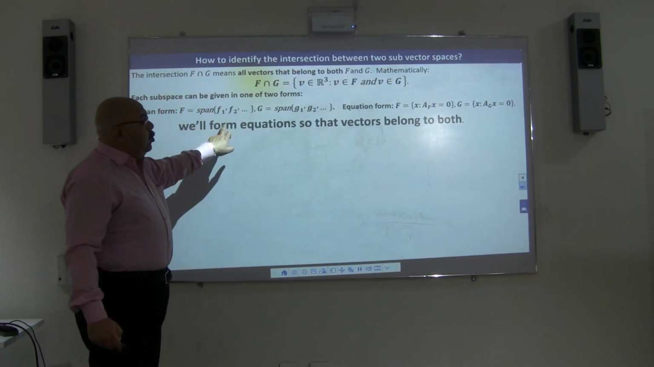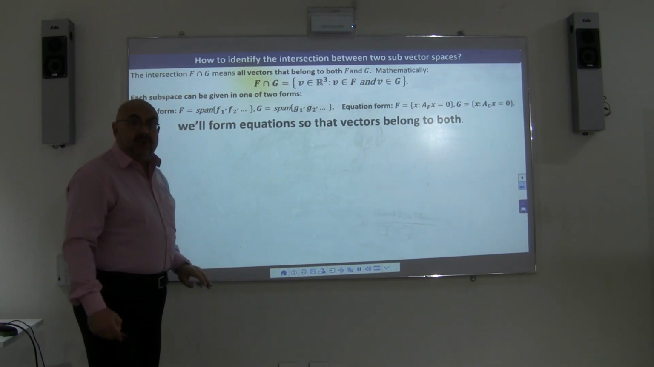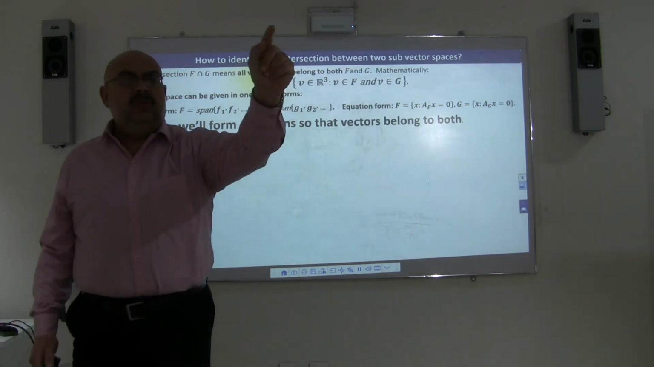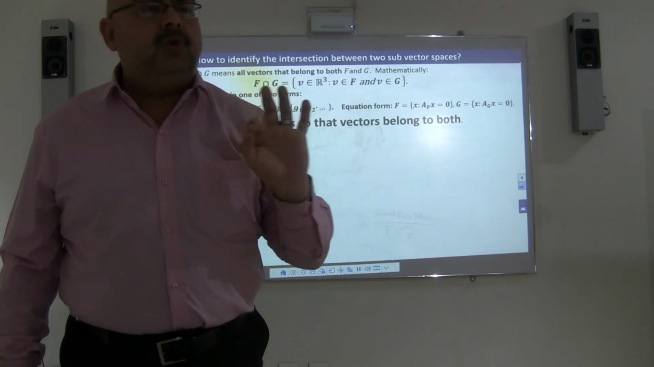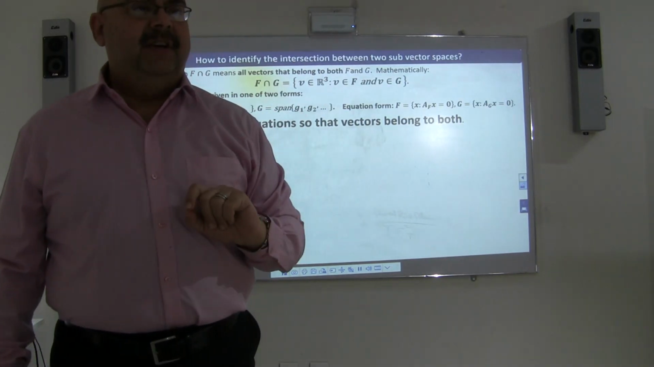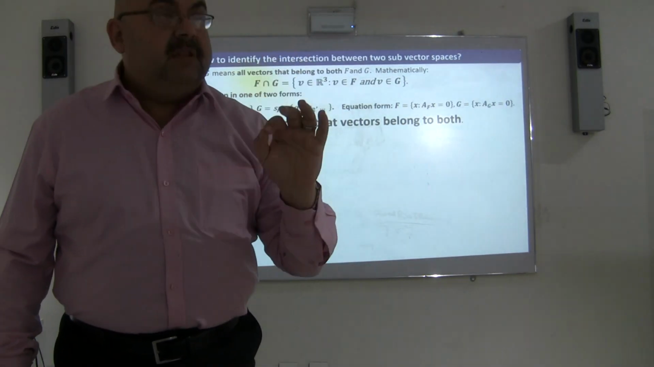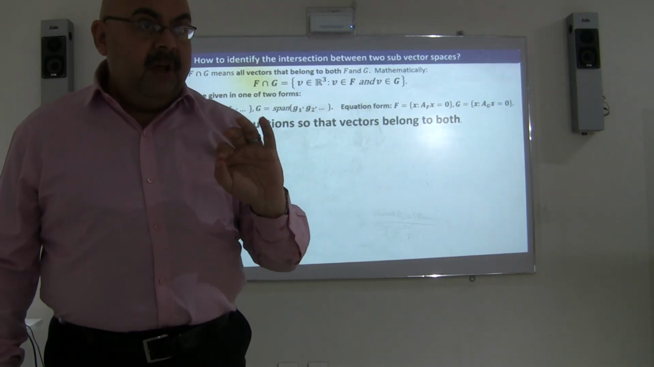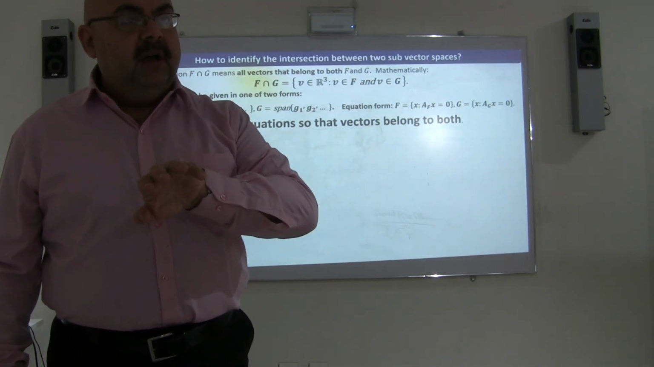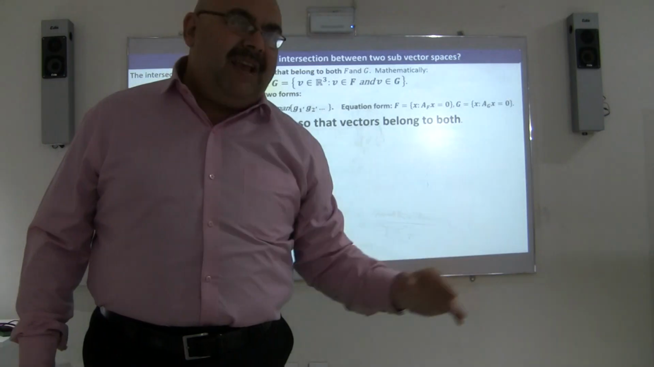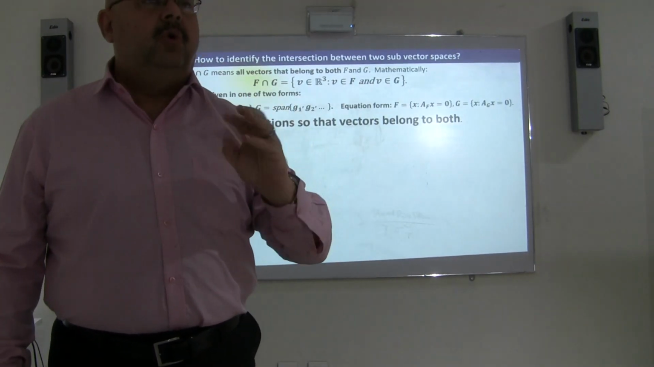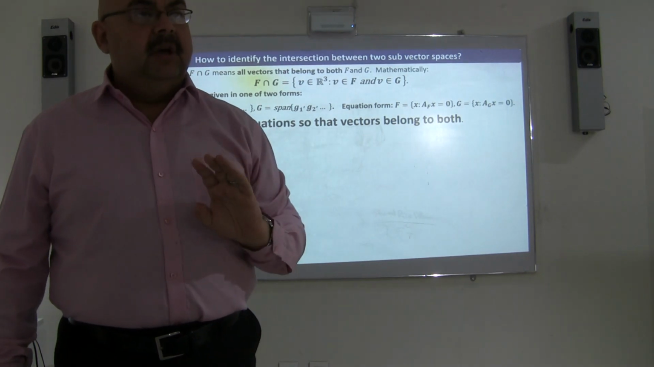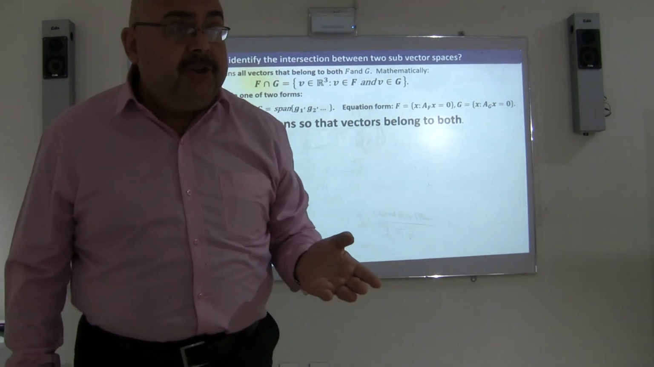We will form equations in order to get the intersection from the definition. Once more, what's the definition of intersection? A vector belongs to both of them. I will depend on this fact. I will take a vector that depends on the first set and also depends on the second set. How is it going to depend on a set? Simply, it's going to be a linear combination.